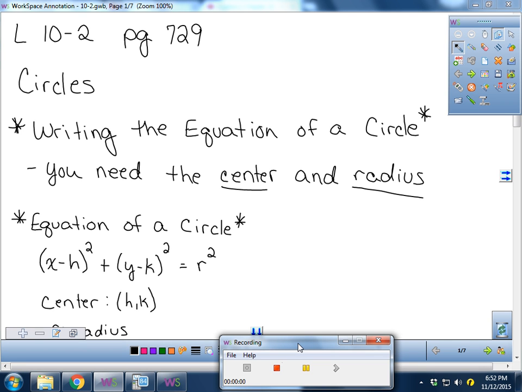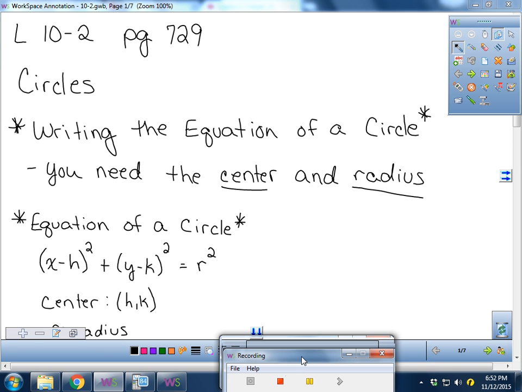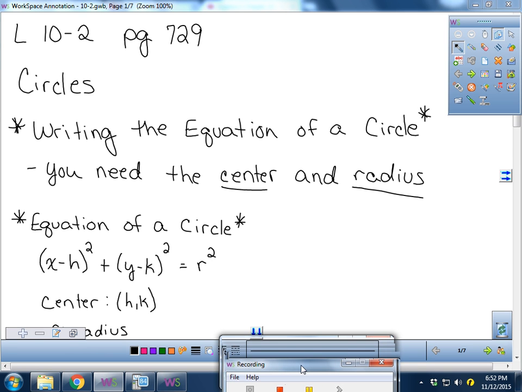All right. The first conic section that we're going to talk about is a circle. So we all know what a circle looks like, okay? But in order to write the equation of a circle, you have to have the center and the radius. And in the introduction to conic sections, 10-1, we talked about how to find the center and the radius. Remember, the center is halfway in between 2 points on the circle, and the radius is the distance between the center and a point on your circle.